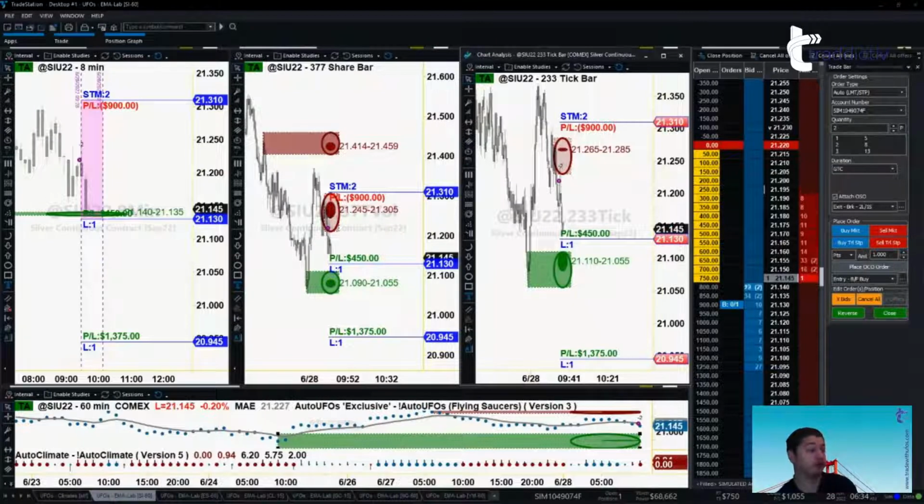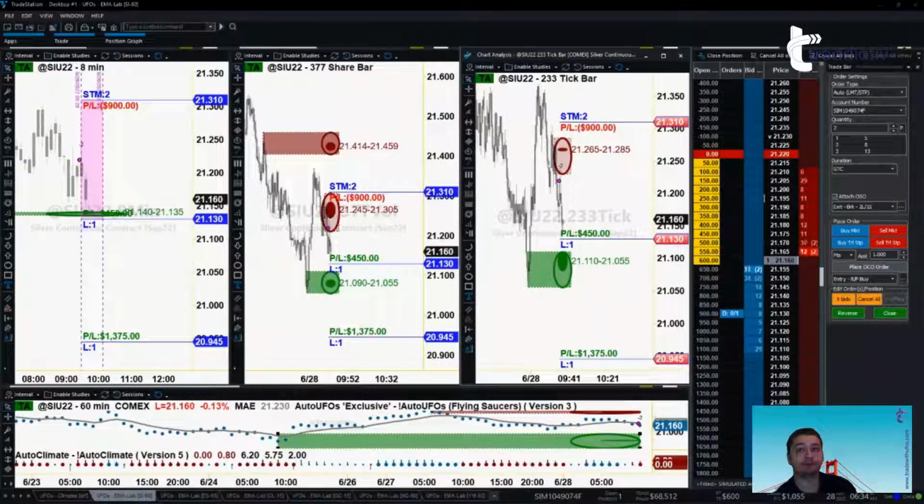To start my week with trading, because I don't typically trade Mondays. All right, well, looks like silver's also taking its time, but that's fine.